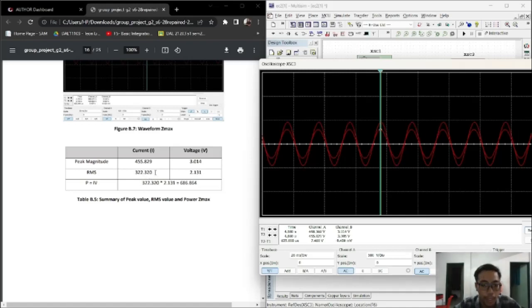So the current value in RMS is equal to 322.320 amps, and the voltage value is 2.131. To get the answer for P, we multiply current and voltage, so we get 686.864 watts.